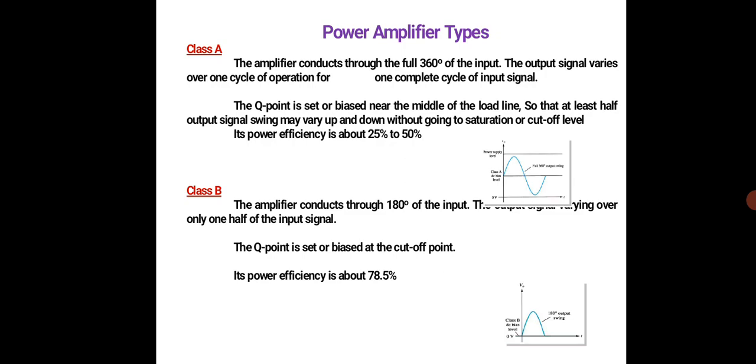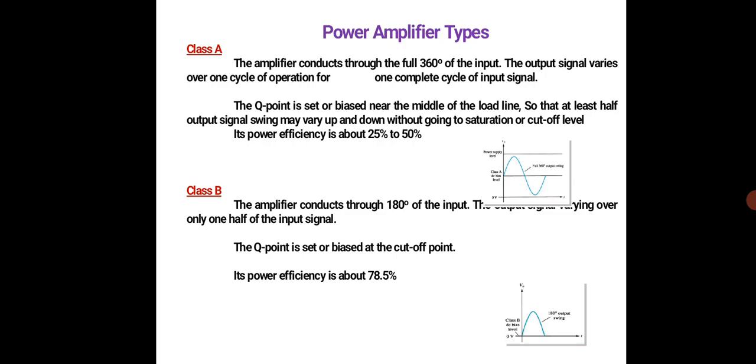In class A, it will conduct through the full 360 degrees of the input. So the output signal will vary over one cycle of operation for one complete cycle of input signal. The Q point is set or biased near the middle of the load line so that at least half the output signal may vary up and down without going to saturation or cutoff level. The power efficiency is about 20 to 50%.